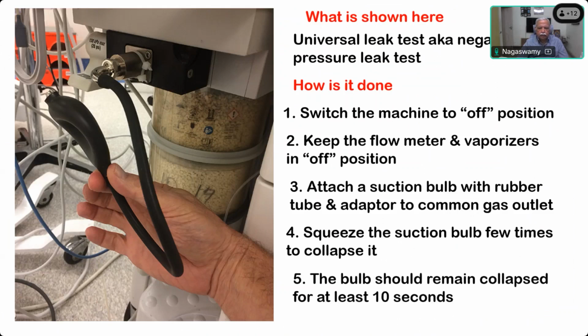The bulb should remain collapsed for at least 10 seconds. Then that means it's a negative leak test; there is no leak at all. If the bulb re-inflates within 10 seconds, there is a leak inside the machine.